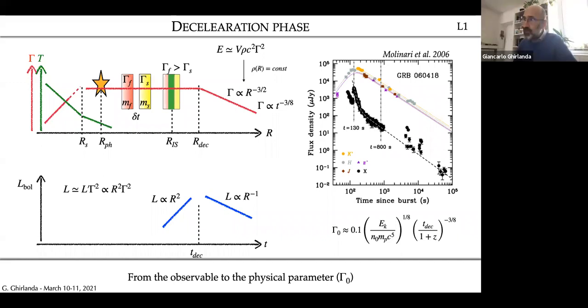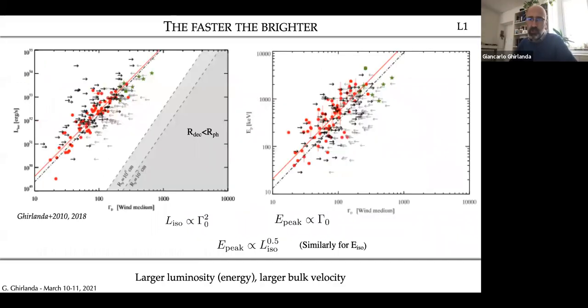And this is important because by collecting a number of GRBs which show this peak, and being careful in interpreting correctly this peak as due to deceleration and not other effects, which could make the peak appear even though it is not due to deceleration, but okay, trust me, what you see is that the bursts which show the peak, for which you can derive the value of the gamma, are represented by the red and green points here, and the others are upper and lower limits. And the result is that there is a quite strong correlation between the bulk Lorentz factor, so the velocity, the dynamics, and the luminosity of the source. And similarly between the bulk Lorentz factor and the peak energy.